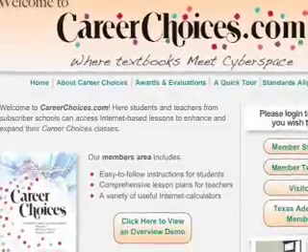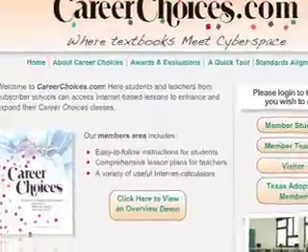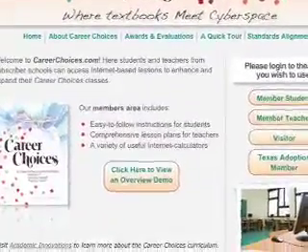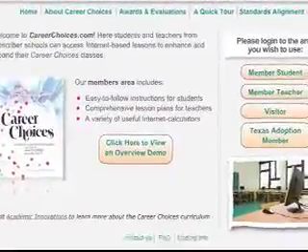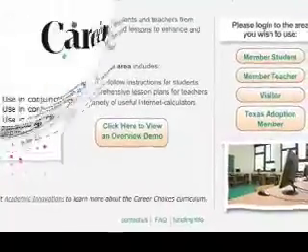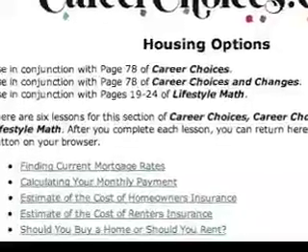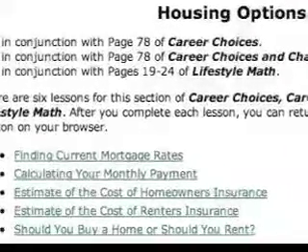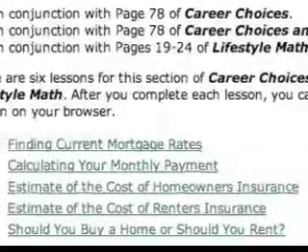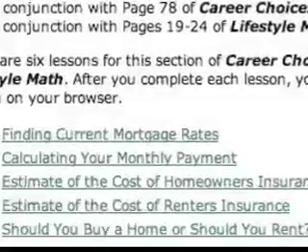CareerChoices.com delivers more than 80 interactive online lessons that enhance the activities and exercises found in Career Choices. The links we've chosen provide students with the means to complete research and activities on the corresponding pages. Detailed instructions, learning objectives, and lesson plans, along with extension ideas, are provided for both students and teachers.